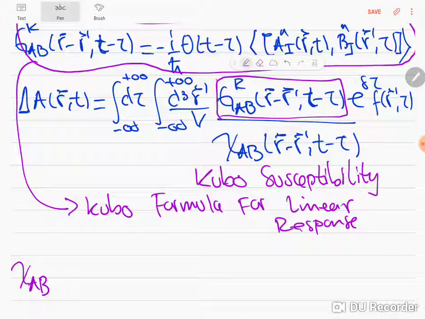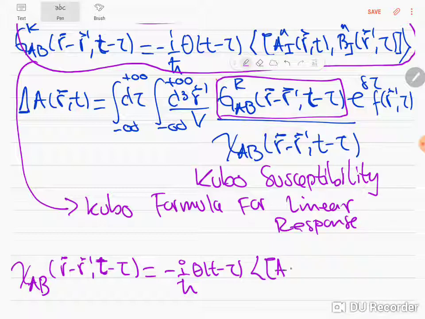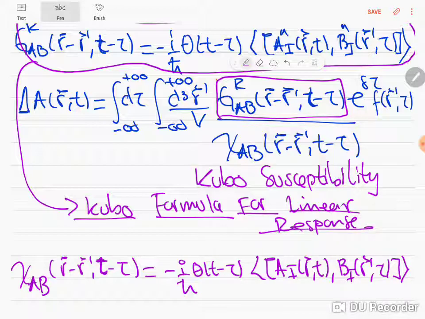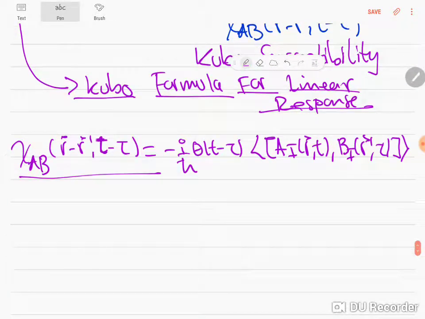That means χ of A given B, so given the excitation B, of r minus r′, t minus τ, is equal to minus i over ħ, theta of t minus τ, expectation value of the commutator A_I, B_I. This is known as the Kubo formula for linear response, or Kubo formula for susceptibility, where this is just the Kubo susceptibility.